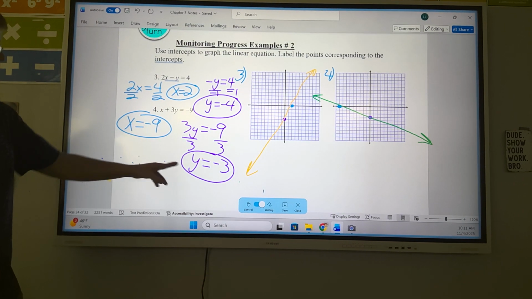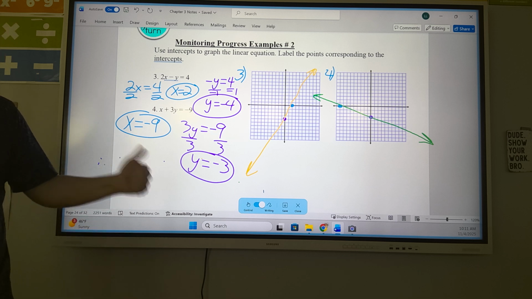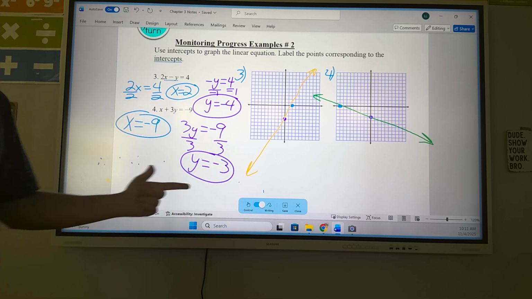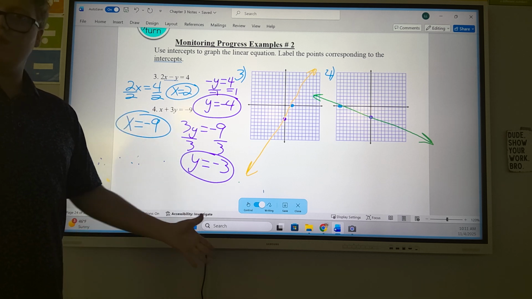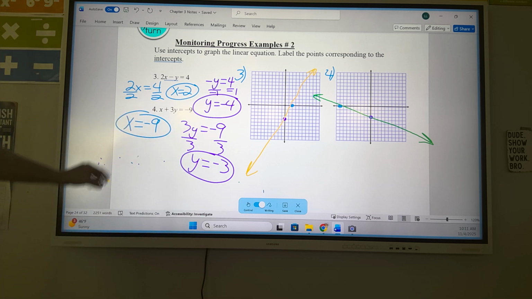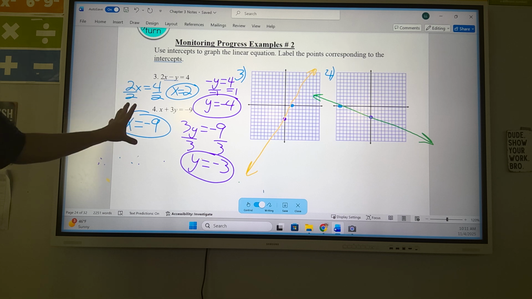All you have to do, find the 2 intercepts, solve for x, solve for y, by putting 0 in for the opposite variable, plot the 2 points, connect them, and you've got your line. Standard form is a lot more simple than you think it is. All you gotta do is find the x and the y intercepts and graph it properly.